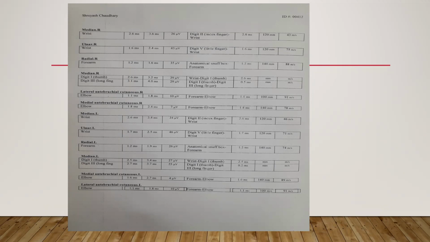Lateral antebrachial cutaneous nerve is normal latency and normal amplitude, ma'am. Median antebrachial cutaneous nerve is also normal latency, normal amplitude and normal conduction velocity. Left side median is normal. Left ulnar is also normal. Left radial is also normal. Left median is also normal. Median antebrachial cutaneous on the left is also normal, and lateral antebrachial cutaneous nerve is also normal.